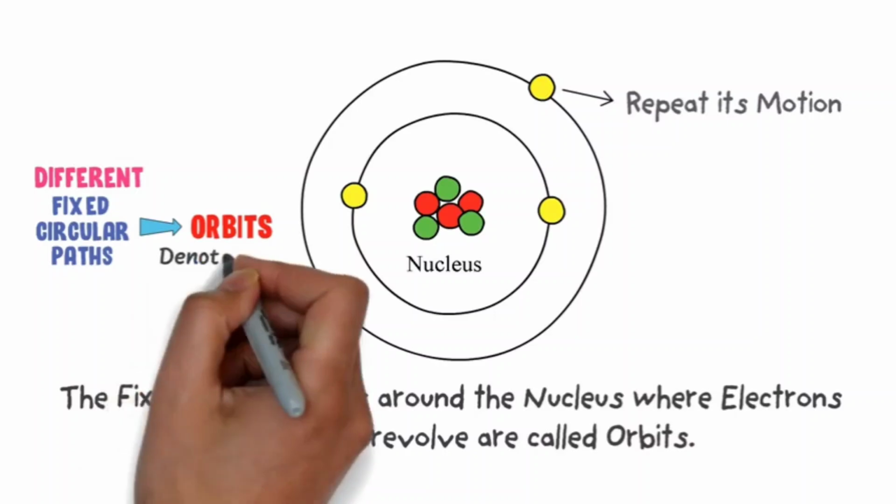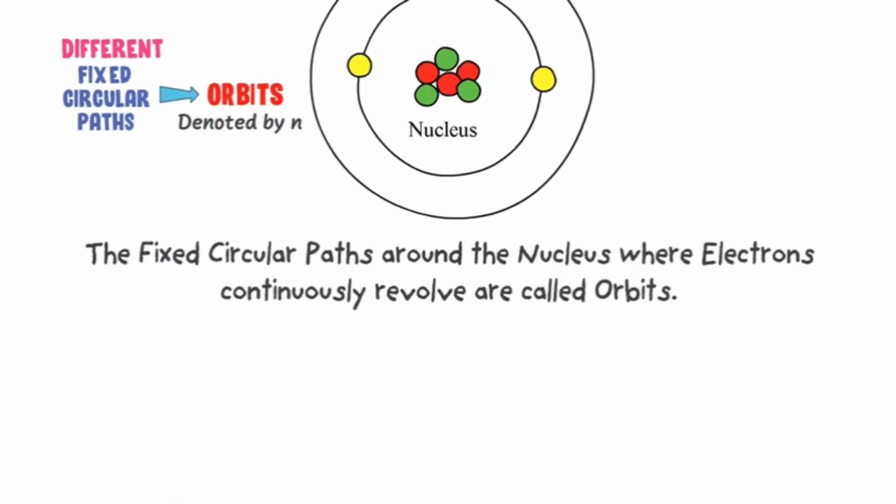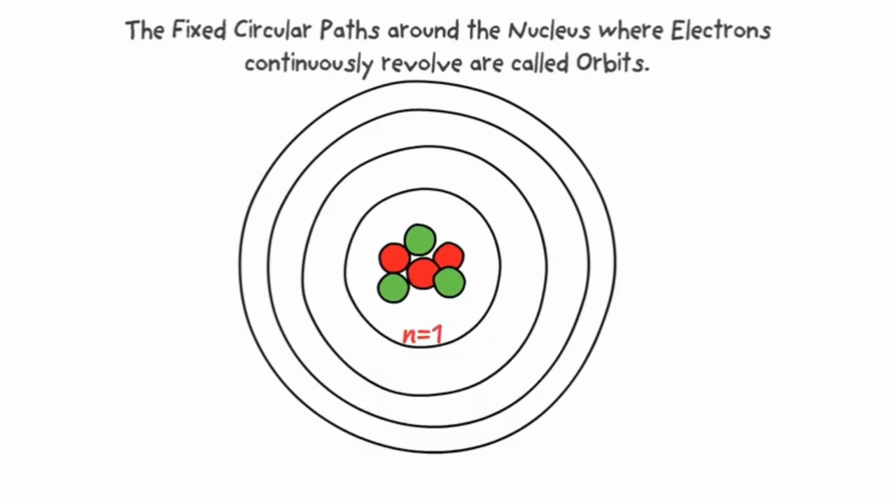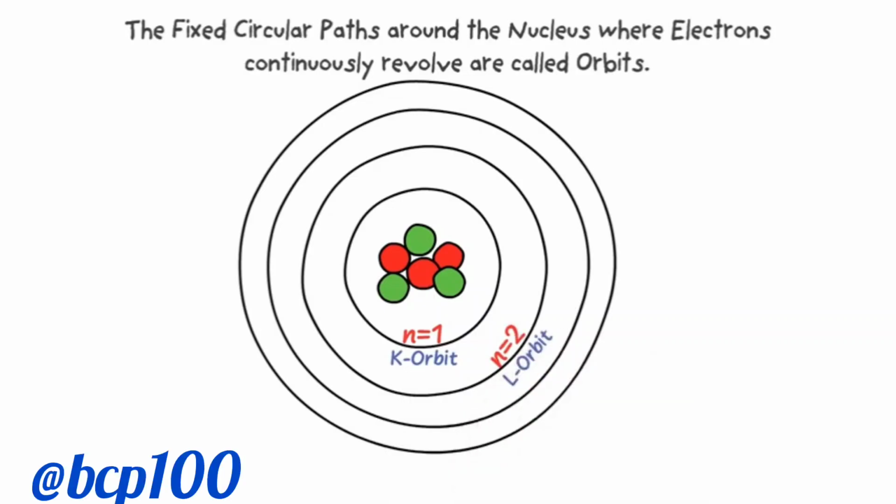In chemistry, orbits are denoted by n. For example, n equal to 1 is called the first orbit or K orbit. When n is equal to 2, it is called the second orbit or L orbit. When n is equal to 3, it is called the third orbit or M orbit. And when n is equal to 4, it is called the fourth orbit or N orbit.